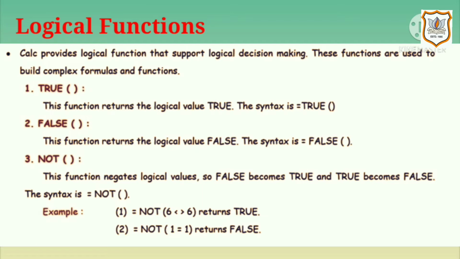Next is the NOT function. The NOT function negates a logical value, so false becomes true and true becomes false. The syntax is equal to NOT(). Example: equal to NOT(6 is not equal to 6) returns true. Second: equal to NOT(1 equal to 1) returns false.